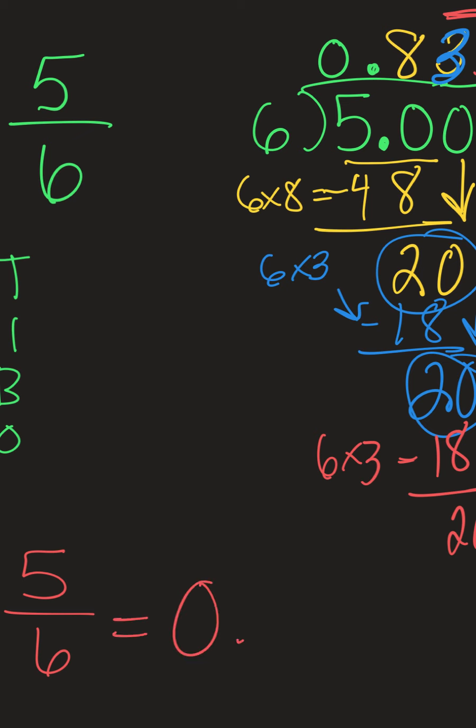So 5/6 is equal to 0.8 and then a repeating 3. I'm just repeating the 3, so I'm going to use that repeating bar, that line that goes above a decimal, to show that it repeats. I'm just going to put that above the 3 because only the 3 is repeating.